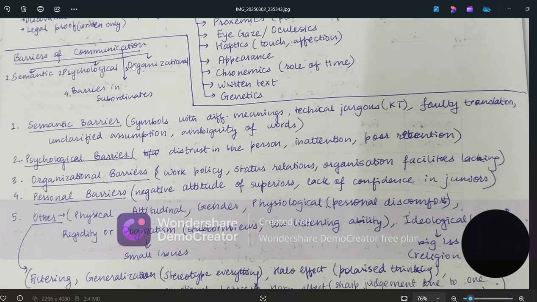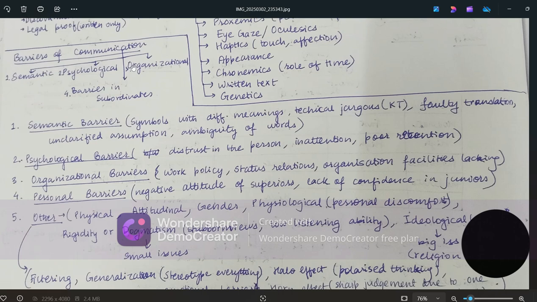Now, what are the different kinds of barriers in our communication? These are four types: semantic, psychological, organizational, and barriers in the subordinates. Now, semantic barriers are for symbols with different meanings. They can be for technical jargon, faulty translation, unclarified assumptions, and ambiguity of words. Now, psychological barriers are when there is distrust in the person, inattention, or poor attention by the person.